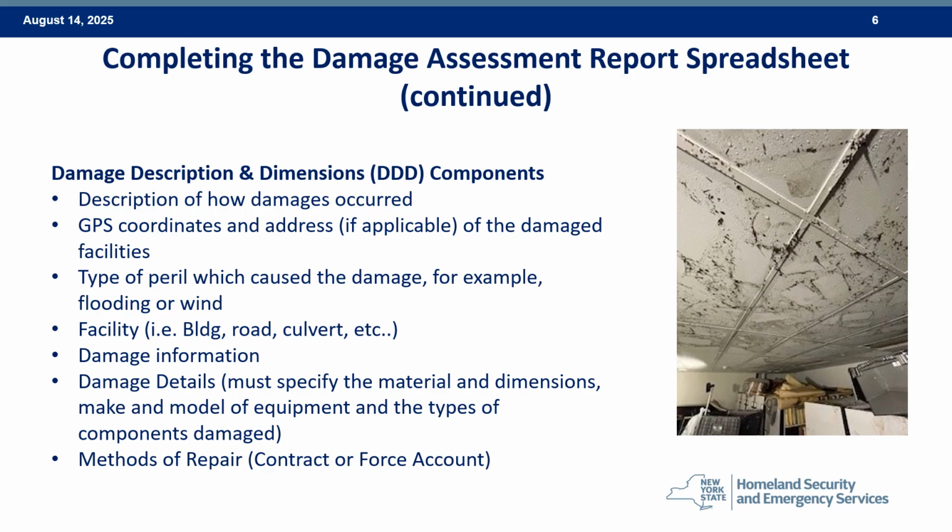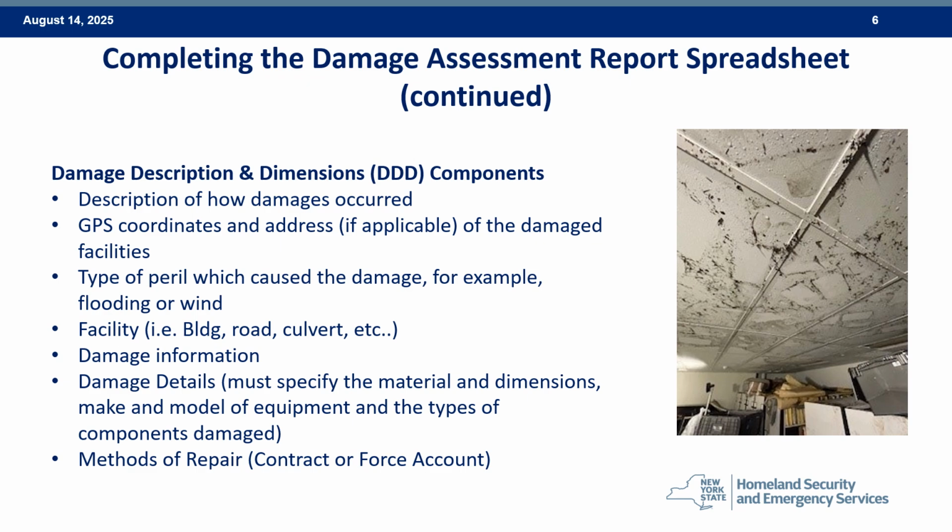Damage description and dimensions, or DDD, components include the following: description of how damages occurred, GPS coordinates and address, if applicable, of the damaged facilities, type of peril which caused the damage, for example, flooding or wind, facility, examples: building, road, culvert, damage information, damage details, must specify the material and dimensions, make and model of equipment, and the types of components damaged, methods of repair, contract or force account.